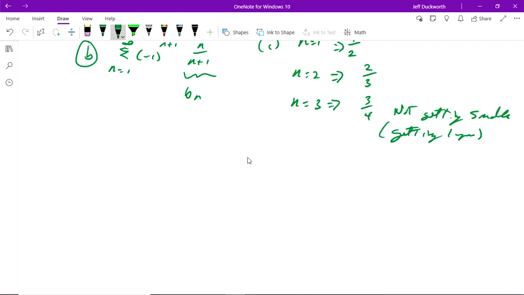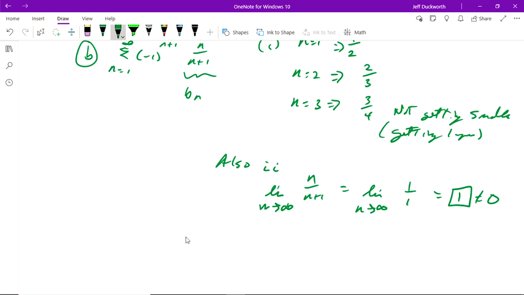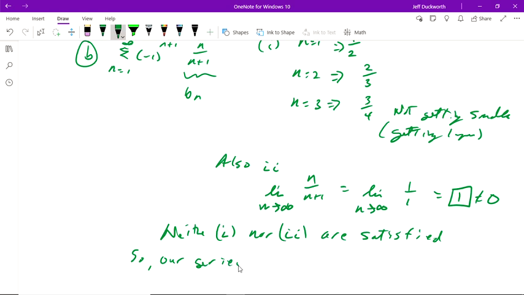But we can also look at 2, the limit as n approaches infinity of n over n plus 1. We can use L'Hopital's rule, so this equals the limit as n approaches infinity of 1 over 1, which just equals 1, and that doesn't equal 0. So neither 1 nor 2 are satisfied. But we just need one of them to fail, and they just both happen to fail. So our series diverges.